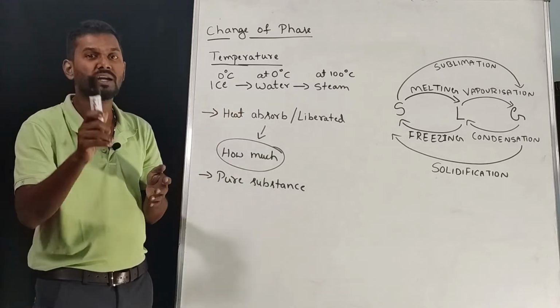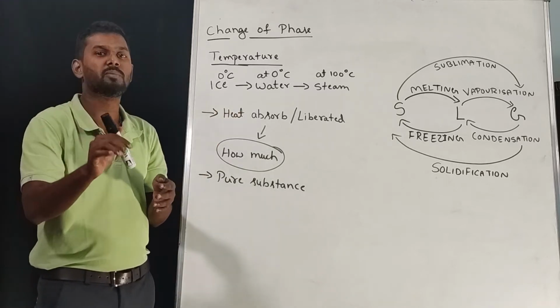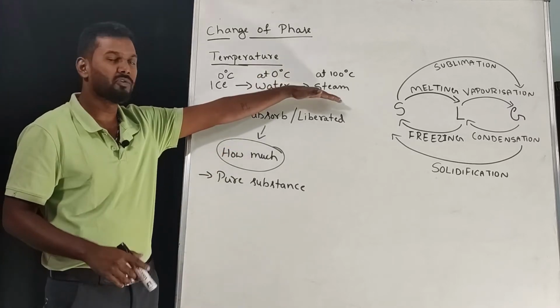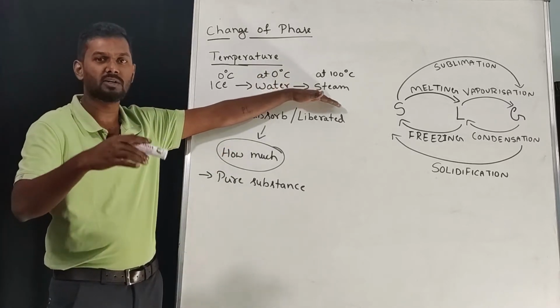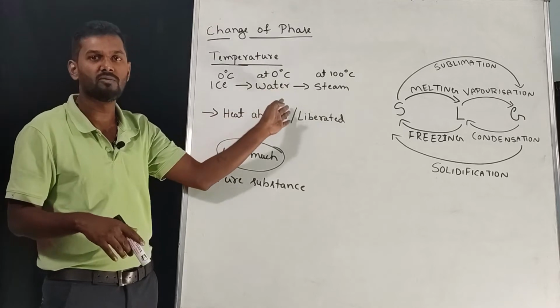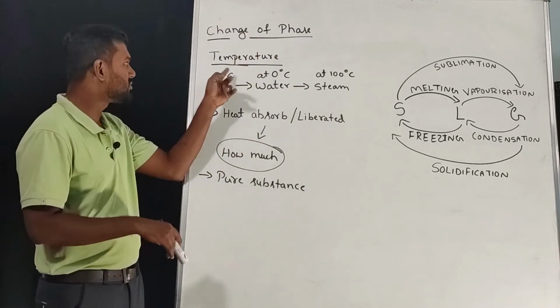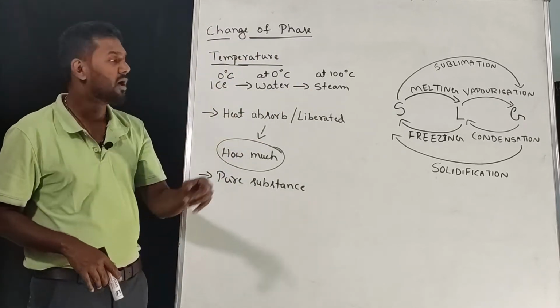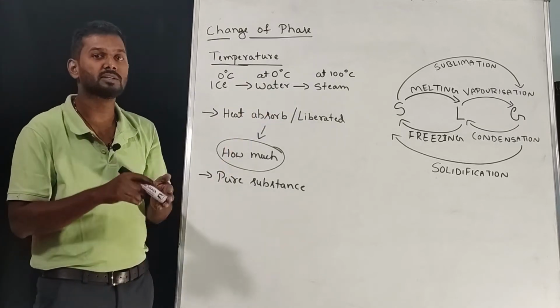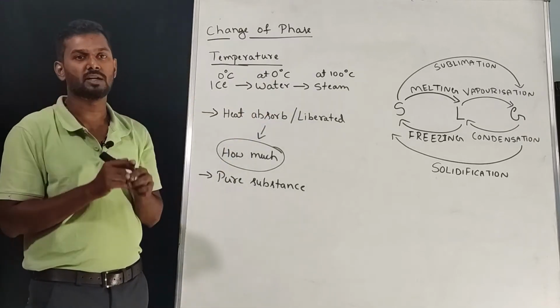The water boils at 100 degrees Celsius, and at the same temperature, if we keep on supplying heat for a longer time, this boiling water will convert into steam. That is what I am saying: during the change of state, the temperature remains constant.